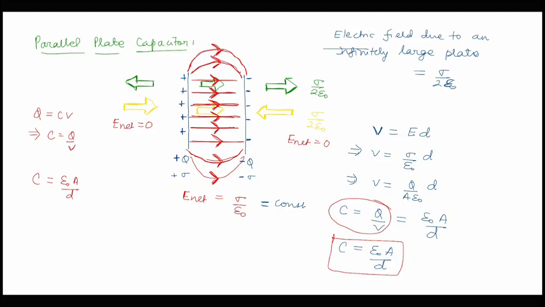So let us move to understand another aspect. We will be calculating the capacitance for a spherical capacitor. So let us take another example, a spherical capacitor. Here we are considering two concentric spherical shells of radius A and B, where A is the inner radius and B is the outer radius.